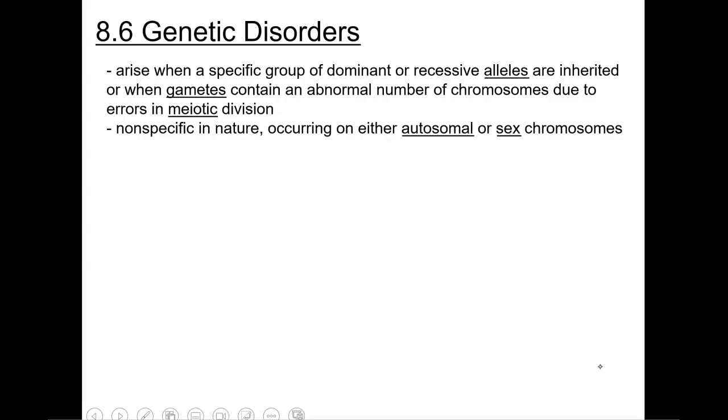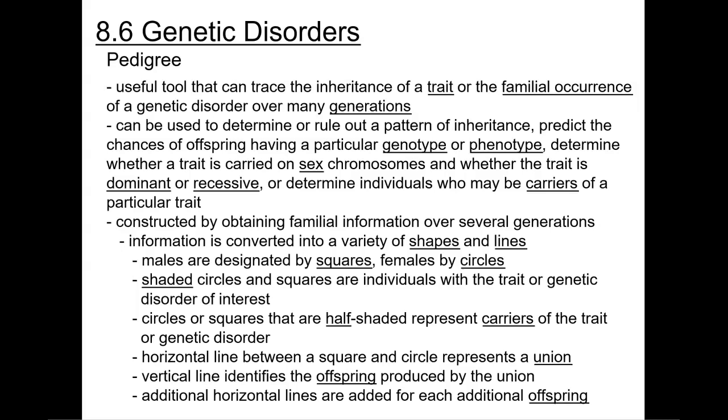This can arise when a specific group of dominant or recessive alleles are inherited, or when gametes contain an abnormal number of chromosomes due to errors in meiotic division. Nonspecific in nature, the occurrence on either autosomal or sex chromosome is going to be where we find these different genetic disorders. So let's talk about some of these in a minute.